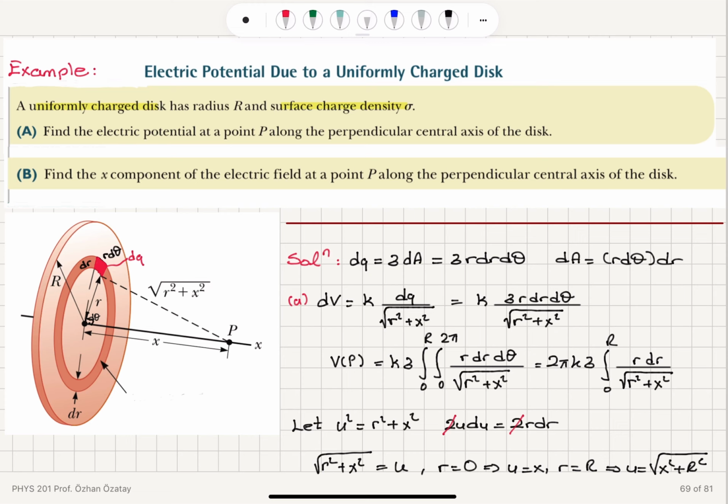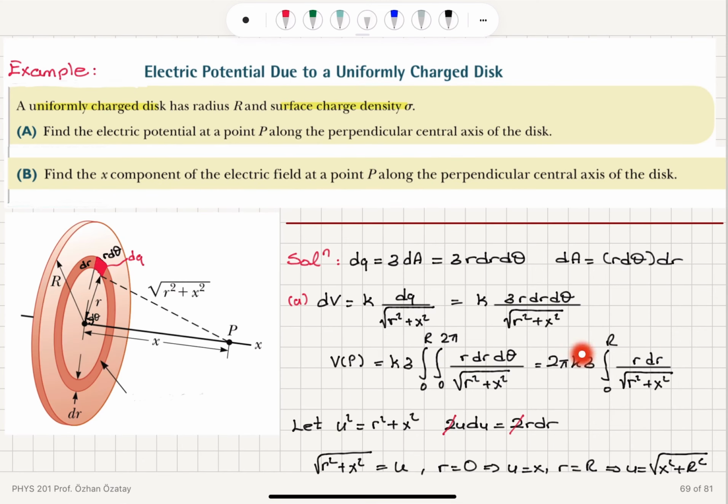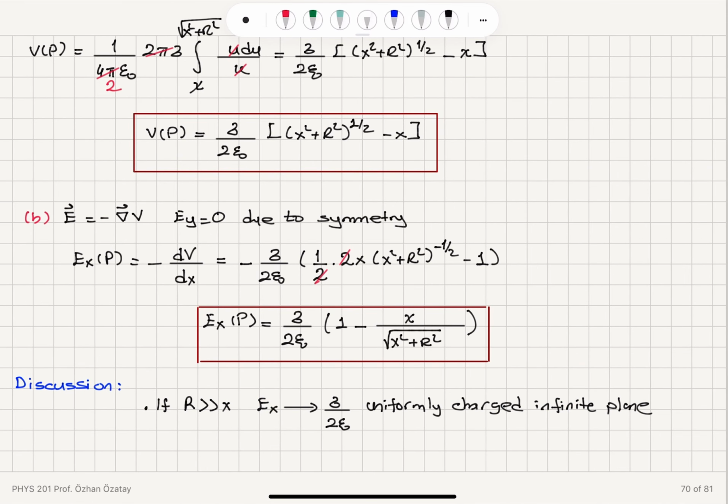In order to perform this integration, we substitute u squared for r squared plus x squared, so that r dr is replaced with u du, and the square root of r squared plus x squared is replaced with u, and the limits of the integration are replaced with x and the square root of x squared plus R squared. The integral of du is u. Evaluating u at u max minus u min gives us our potential, σ over 2ε₀ times the quantity square root of x squared plus R squared minus x, provided that we replaced our Coulomb's constant k with 1 over 4π ε₀.